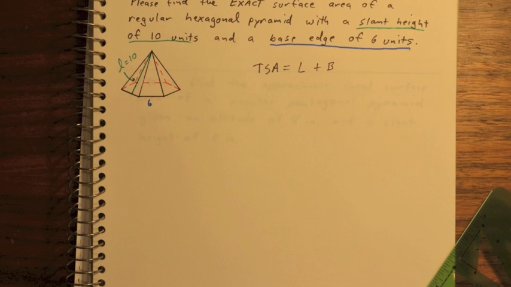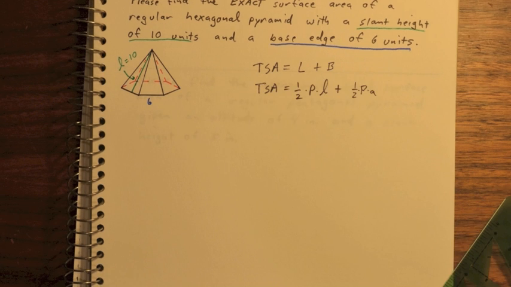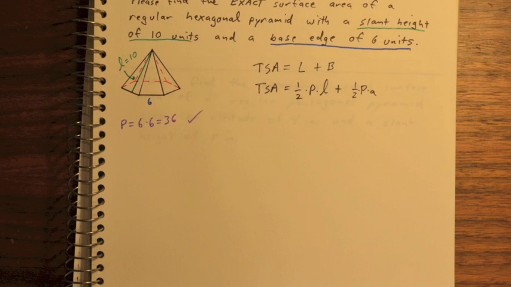So exact surface area is lateral area plus 1 base. Lateral area is 1/2 times the perimeter of the base times the slant height. And here, since the base is a regular polygon, we'll use 1/2 perimeter times apothem for the area of one base. Now we know the perimeter of the base. Since the base edge is 6 and there are 6 of them, perimeter is 36. Slant height, that was given, 10 units. What we're missing, though, is the apothem.